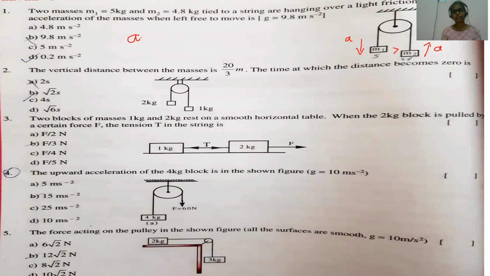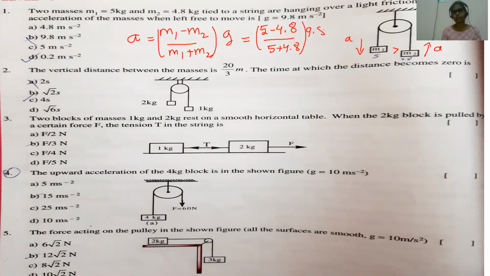Acceleration in the case of a pulley with outward motion is given by, if M1 is greater, M1 minus M2 divided by M1 plus M2, into g. How to remember this formula: the difference of the masses divided by the sum of the masses, into g. That's all. Now let us substitute the values, children. M1 is given as 5 kg, M2 is given as 4.8, divided by M1 plus M2, which is 5 plus 4.8, into acceleration due to gravity, which you know very well is 9.8.